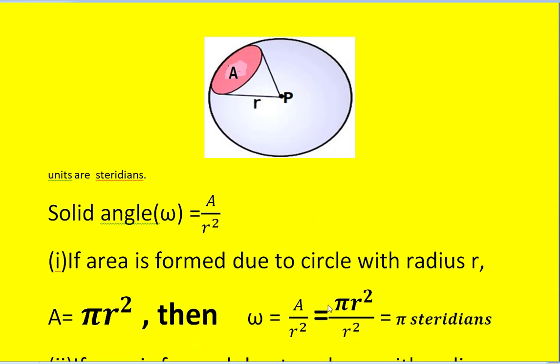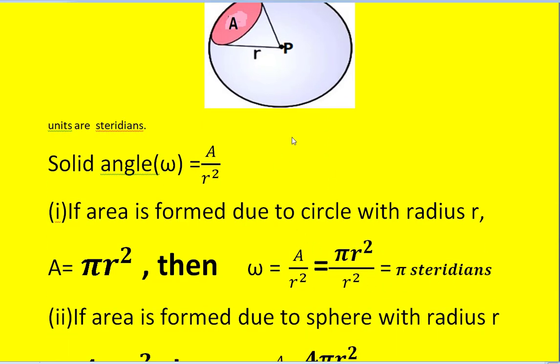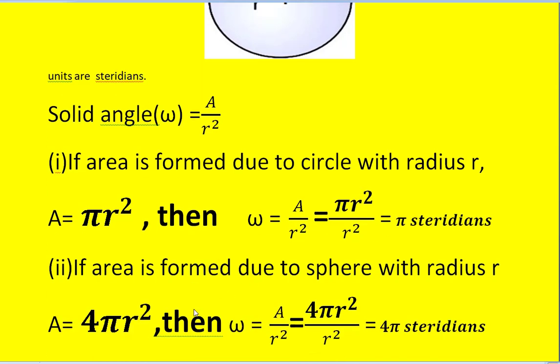If the area is formed due to the circle with radius r, that is, if this area is circular in shape with some radius r, in that case, the area of the circle is given by pi r square, then omega is given by A divided by r square. That is, area of the circle is pi r square divided by r square, where r is the radius of the sphere. So this r square and this r square get cancelled, then we get pi steradians. This is one case.